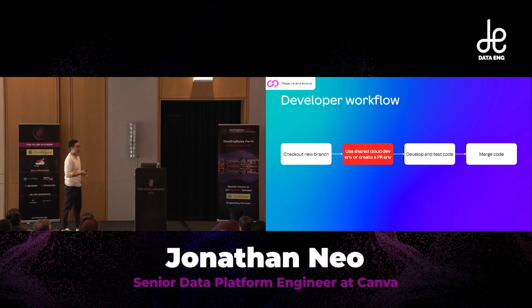We have a process where you would check out a new Git branch. As soon as you check out a Git branch, you can then either use a shared dev environment to develop your code in, or you can create a new isolated developer environment, or what we call a PR environment. You would then develop and test your code against either the shared or the isolated environment, and then eventually run your tests and merge your code.